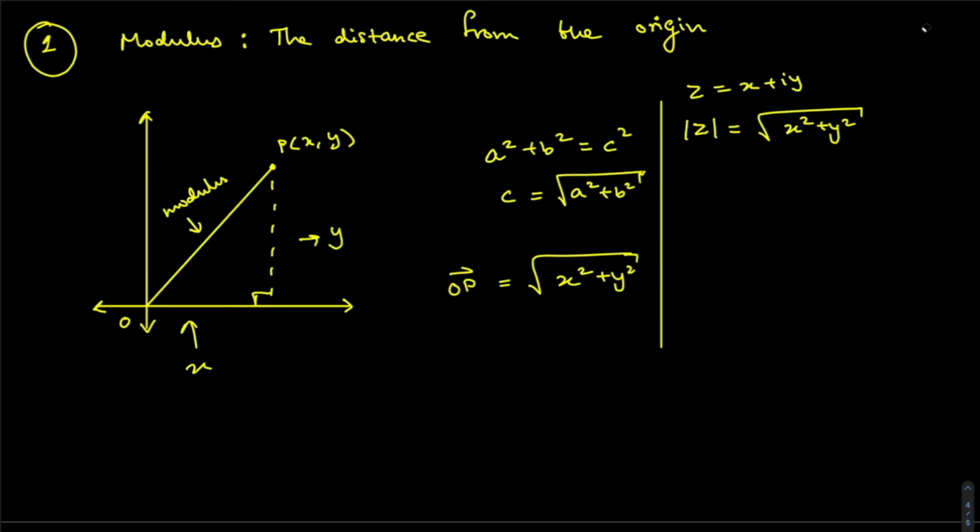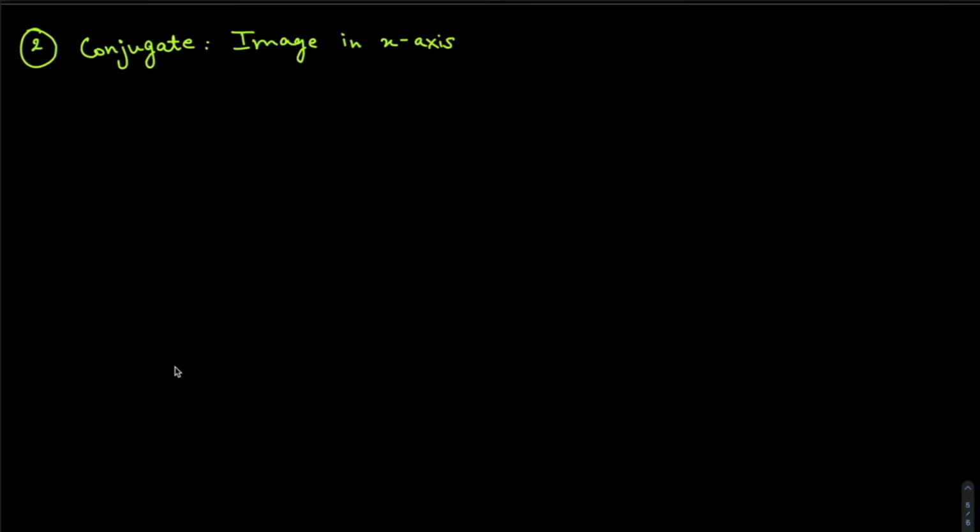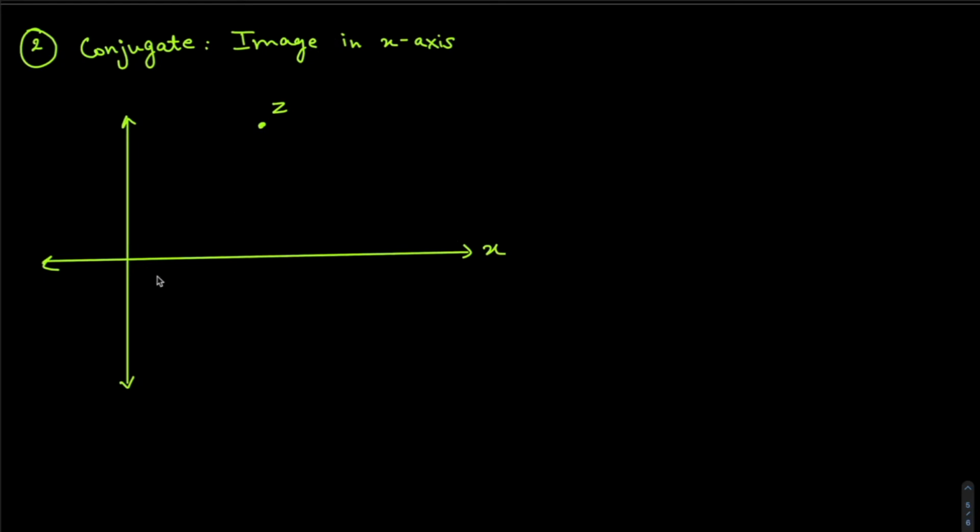So now let's look at the second property, which is the conjugate. The conjugate, in mathematical terms, is the image in the x-axis. Let's explain this via the Argand plane again. If I draw a plane like this, I'm going to have a point somewhere here, and I'm going to name it Z. If this is the x-axis and I want the image in the x-axis, the image of the point will lie approximately here.